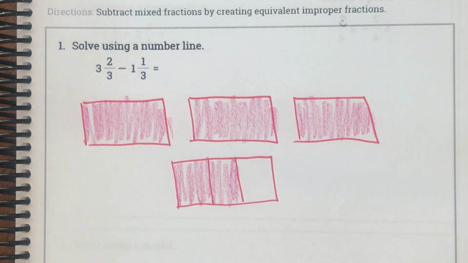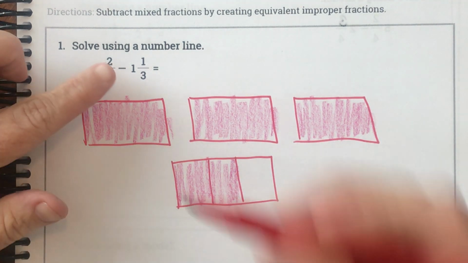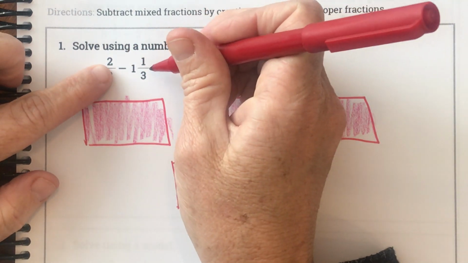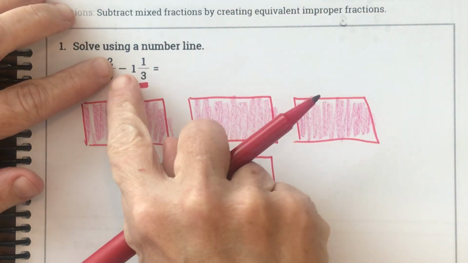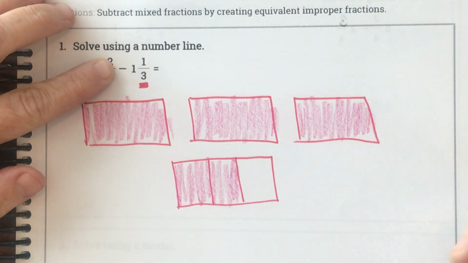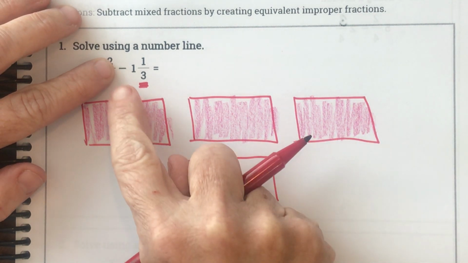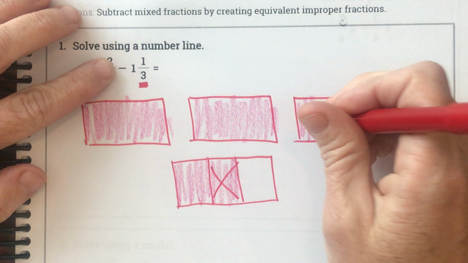Okay, what do they want me to take away? They want me to take away 1 1/3, but I'm going to always subtract the fraction first. So they want me to take away 1/3. Okay, I'm going to take it away. I can't really erase it, so I'm just going to cross it off. They also want me to take away 1 whole.